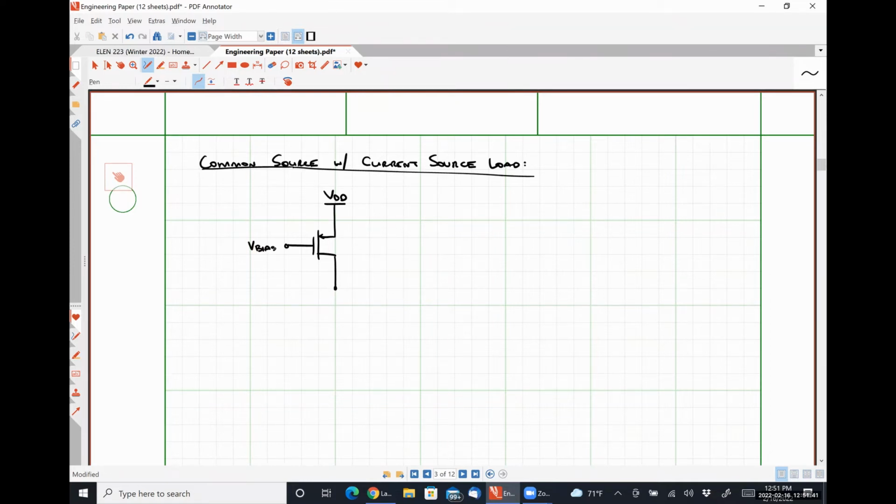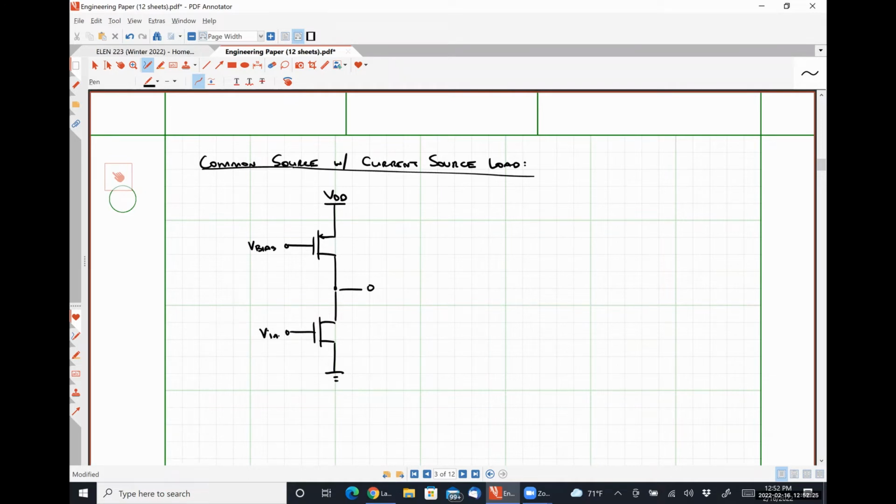So if I apply a DC voltage at the gate and have a DC voltage at my source, VGS is a fixed quantity. So as long as I'm biasing this guy correctly, this PMOS transistor is going to push a fixed amount of current through the rest of my circuit. So it's behaving like a simple current source. On the bottom is where we're going to have our common source amplifier stage.